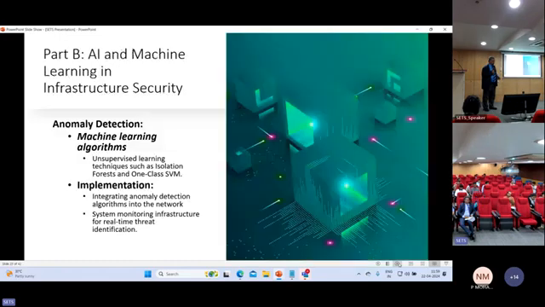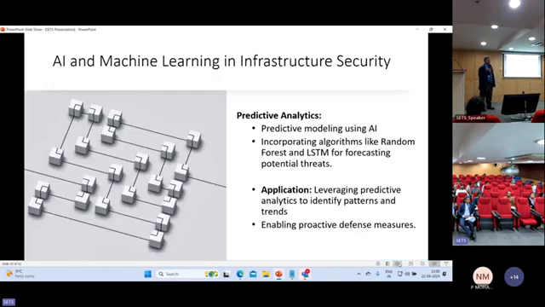post prediction algorithms. So part B now. To give you an idea of AI and machine learning in infrastructure security, for anomaly detection we used machine learning algorithms, unsupervised learning techniques such as isolation forest and one-class SVM. And how do you implement it? You implement anomaly detection algorithms into the network, with system monitoring of the infrastructure for real-time threat analysis. Now, on predictive analytics, we can model through AI techniques, incorporating algorithms such as random forest and LSTM for forecasting potential threats. The application of this is leveraging predictive analytics to identify threats and proactively apply defense measures.